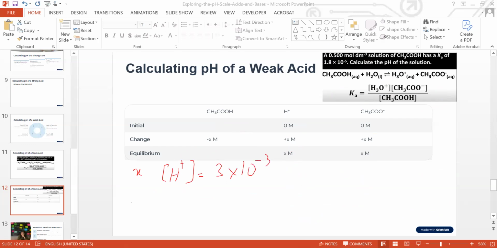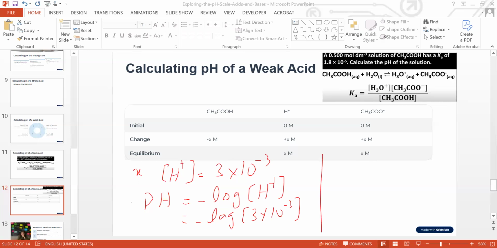To calculate the pH, we will again use the formula of pH, that is equal to negative log of hydronium ion. It means it is equal to negative log of 3 into 10 raised to power minus 3, which can be written as 0.003. And if we solve it by using the calculator, we will get the value of pH, that is equal to 2.5. This is the pH value of the weak acid, acetic acid, that we have used in this equation.